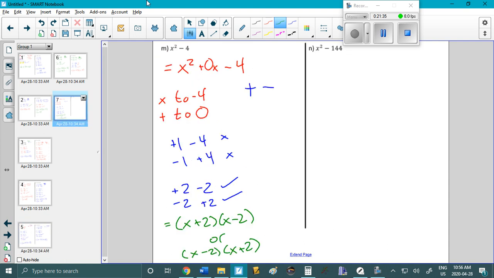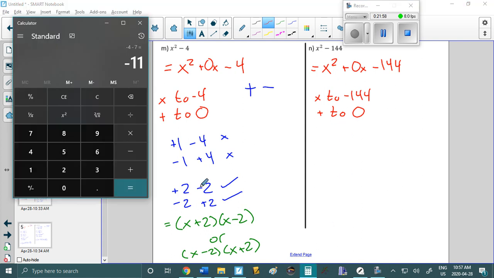Last question. Try this one on your own. Pause it, try it now. Okay, we need an x term, so it's got to go in the middle. And we need two numbers that multiply to -144 and add to 0. If they add to 0, we know the numbers are the same, so let's just go through until we get numbers that are the same.